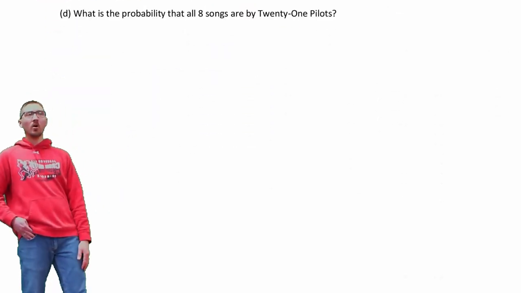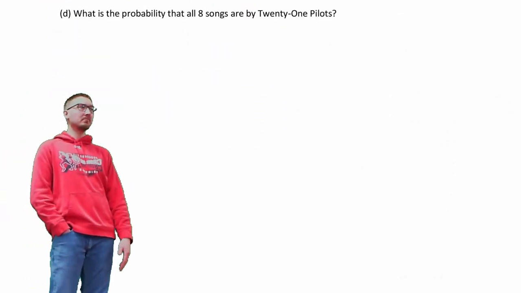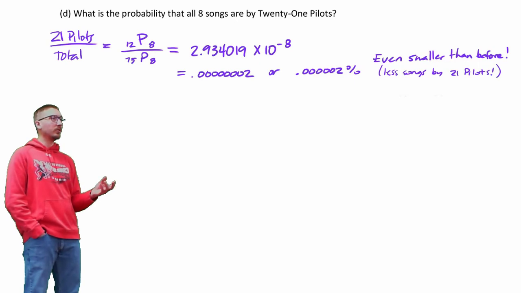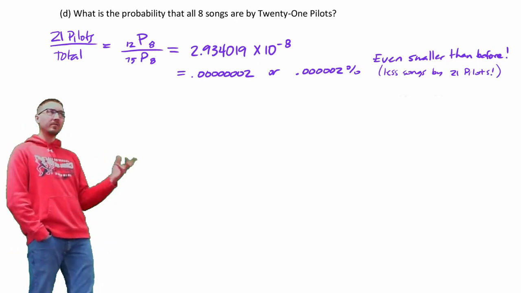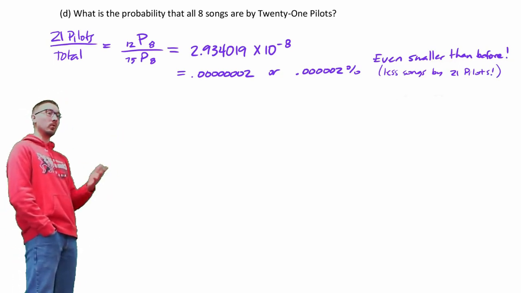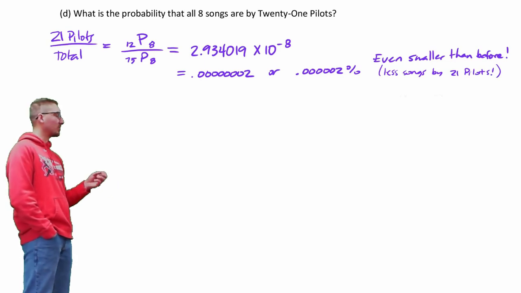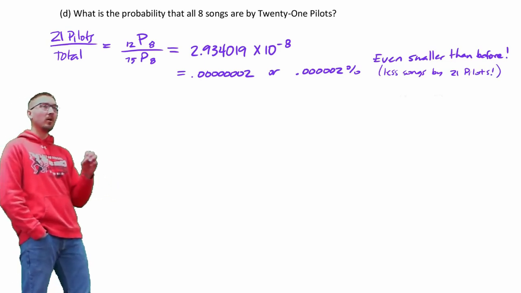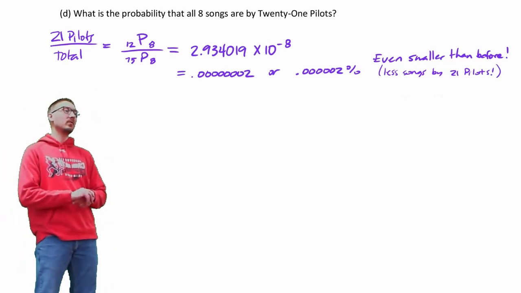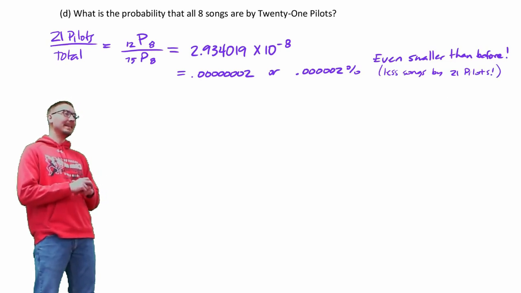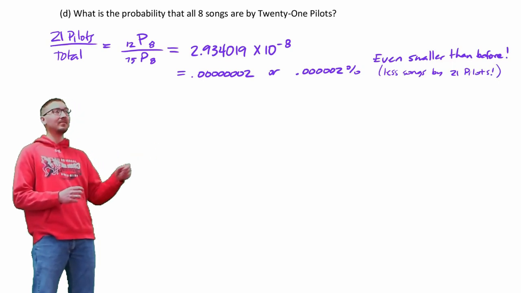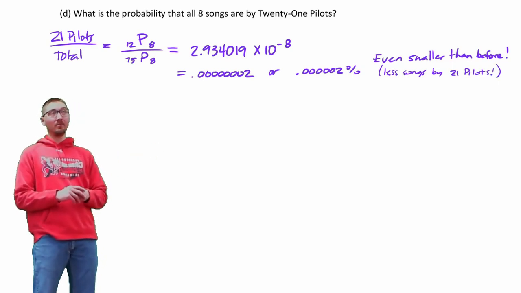Part D, what's the probability that all 8 songs are by 21 Pilots? 21 Pilots has 12 songs total on this iPhone, and out of those 12, you're picking 8 of them. We're going to take all of those possibilities, all of those different playlists, and divide that by the total number of ways to choose 8 songs, so 75P8. So 12P8 divided by 75P8, that's really easy to put in your calculator. It's going to give you the answer of 2.93e-8.